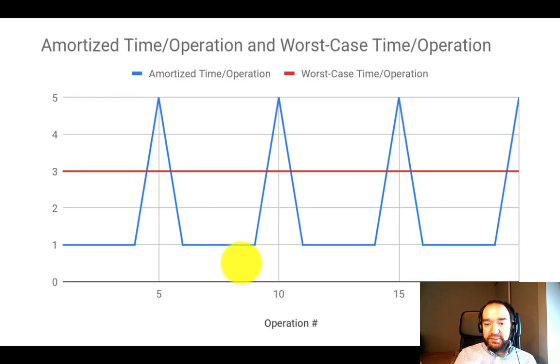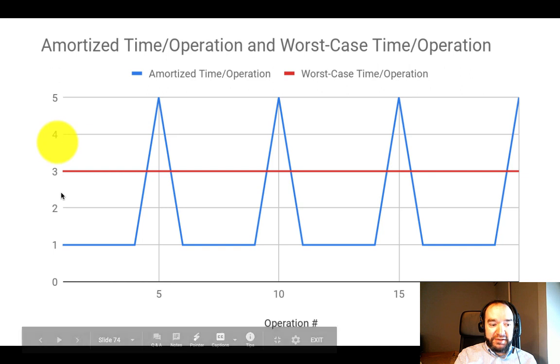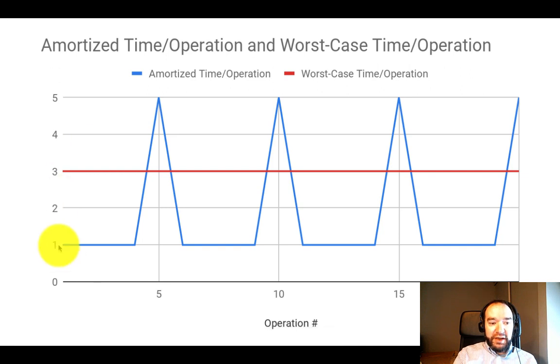Here's what this kind of pattern would look like if we were to plot the time of each individual operation. On the horizontal axis I've got a count of how many operations I've performed, and on the vertical axis, the amount of time it takes to perform one operation. I've got a cycle here. This is synthesized to make the point. Let's say you get 4 fast operations and then the fifth one is slow, and then you get 4 fast operations and then the fifth one is slow.